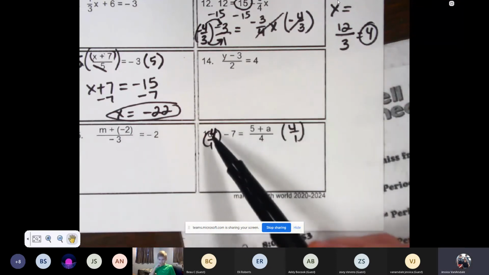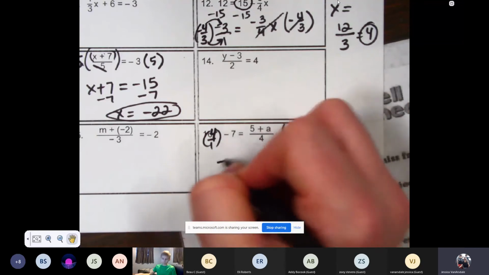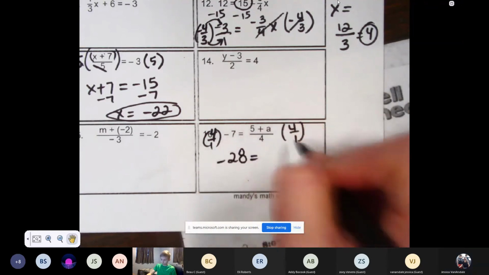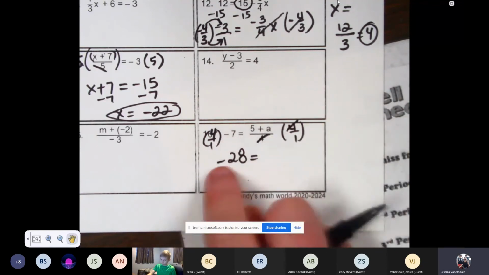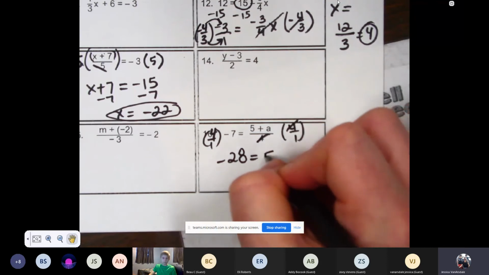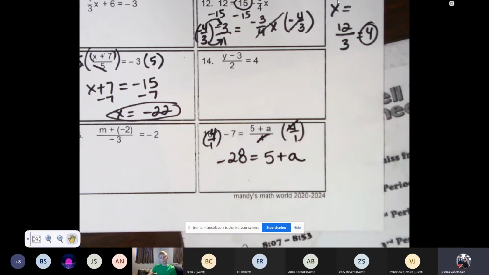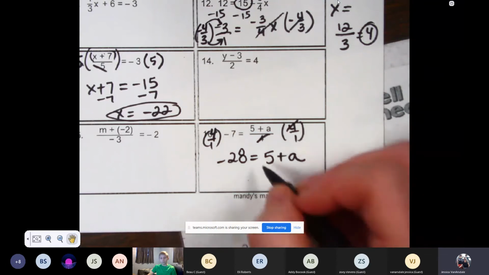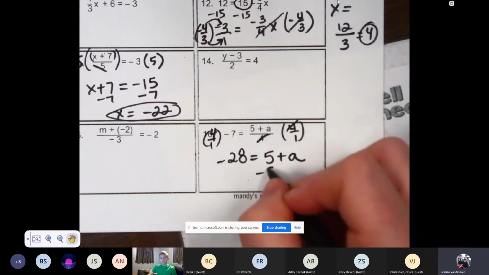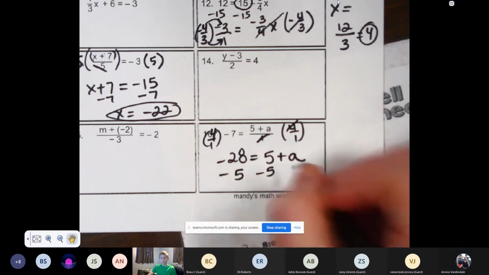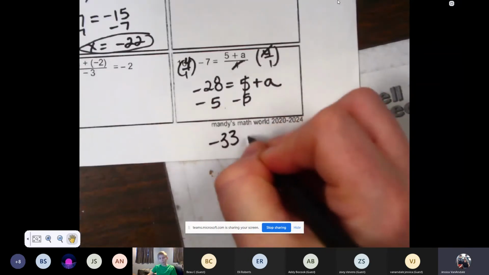So if we multiply 4 times -7, we get -28. And this has canceled that 4. So now we have -28 equals 5 plus a. Now we just have another baby one-step equation. We want a by itself. 5 is positive, so we'll subtract 5 from both sides. That will cancel, and your answer, if you can see that, is -33 equals a.